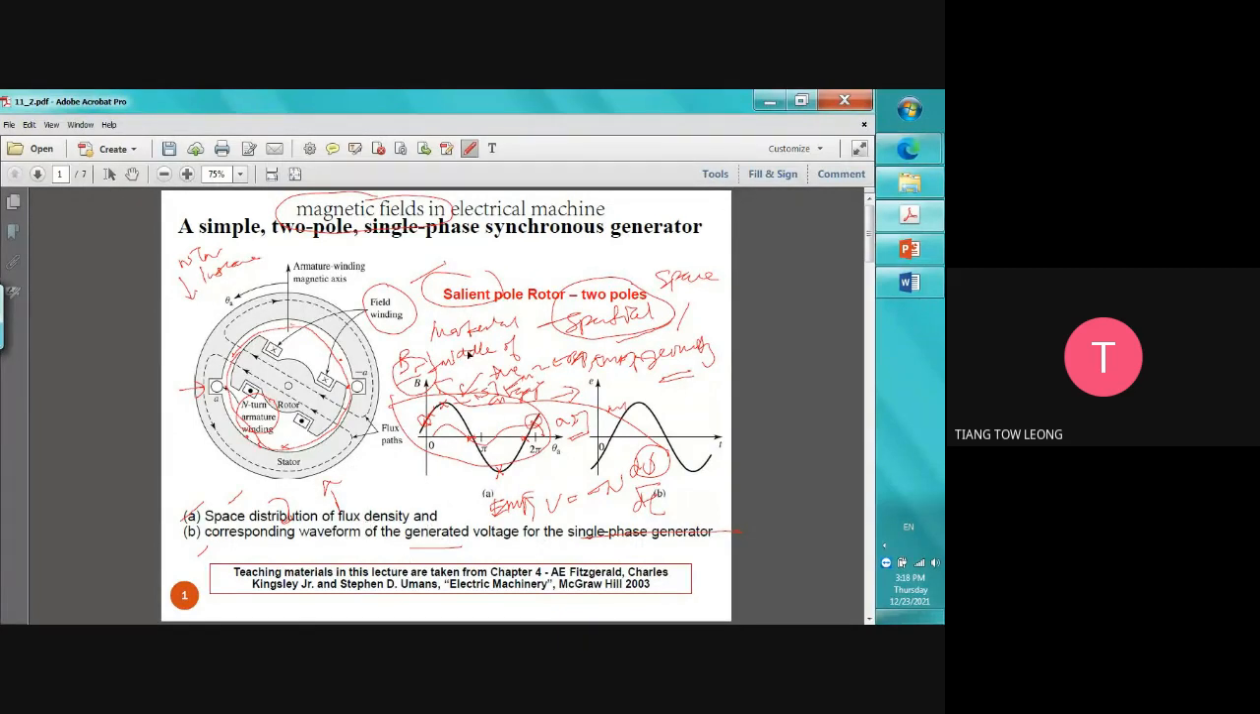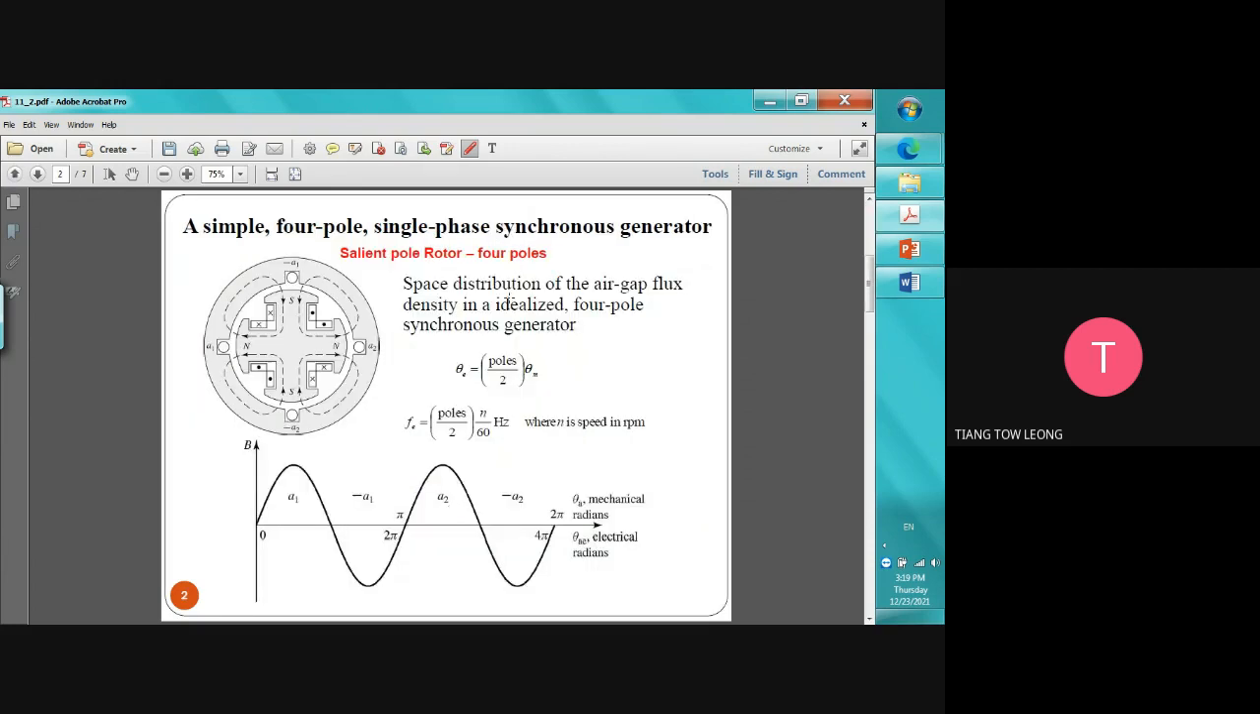And all of this info is taken from Chapter 4 of Electric Machinery, McGraw-Hill publisher. If you want to read further, you can have a look at that. But anyway, it won't come up from the examiner.